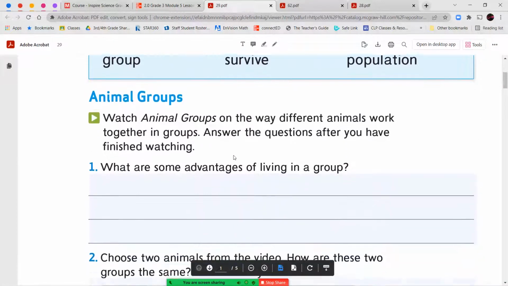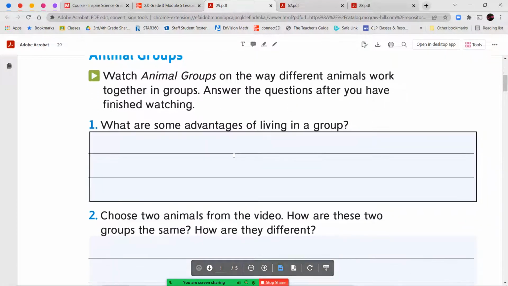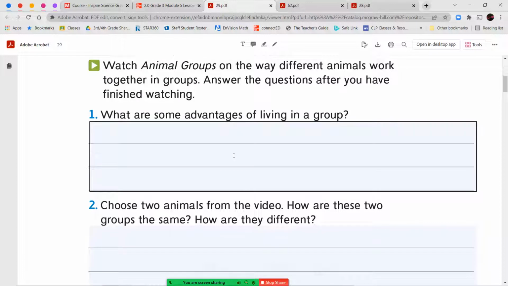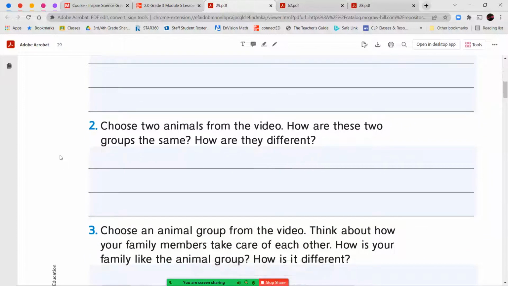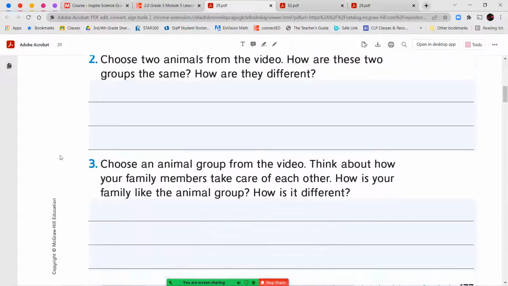All right, we're going to watch Animal Groups on the different ways that animals work together. And then we're going to answer the questions after we finish. So question number 1 says, what are some advantages of living in a group? Question number 2, choose 2 animals from the video. How are these 2 groups the same and how are they different?